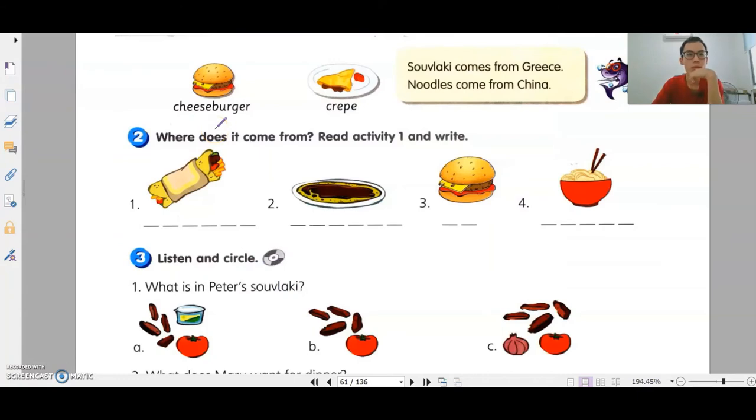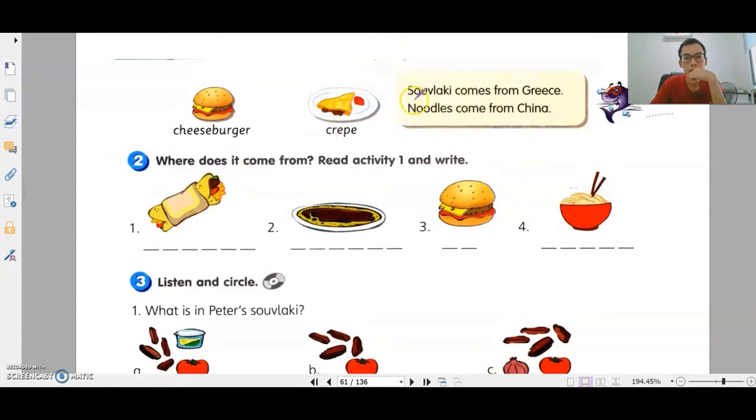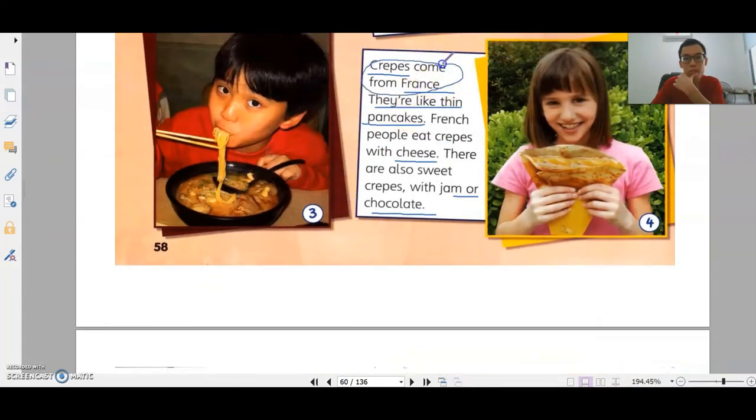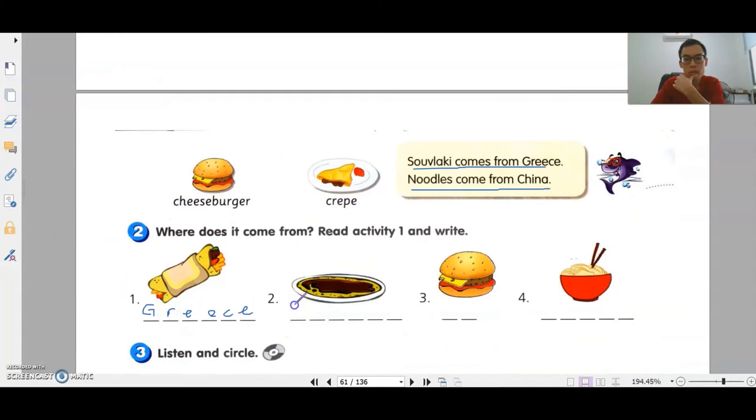Okay, do you still remember where the food comes from? Okay, for example, souvlaki comes from Greece and noodles come from China, right? So, souvlaki, number one, they are from Greece. So we write Greece here. Okay, this is crepes. Crepes, they are from France, right? Look at this picture here. Crepes come from France. So we write France here.